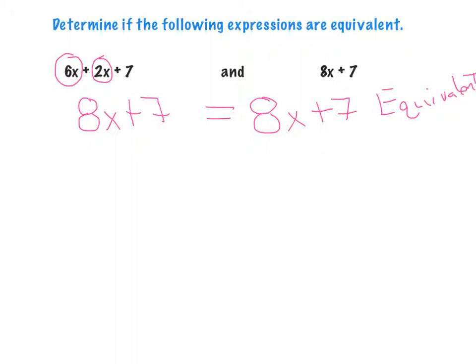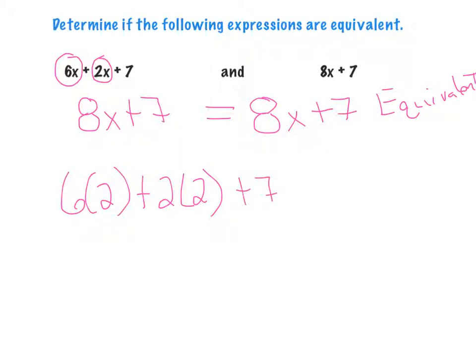Now let's look at the second way you could do this. You can plug a number in for x and solve to see if it will give you the same answer. So I'm going to use the number 2. So I'm going to plug 2 in for x. It doesn't matter what number you use, except for you cannot use the number 0.